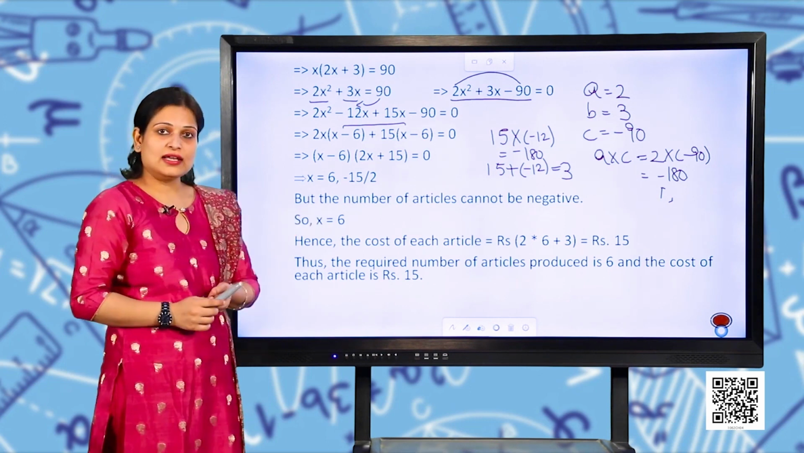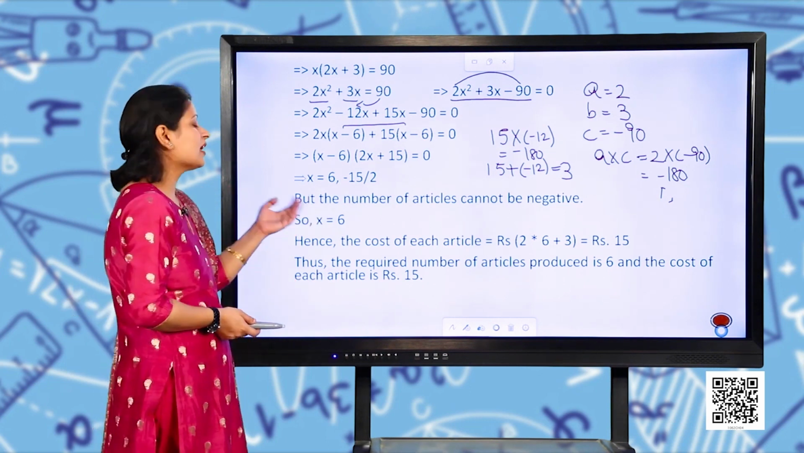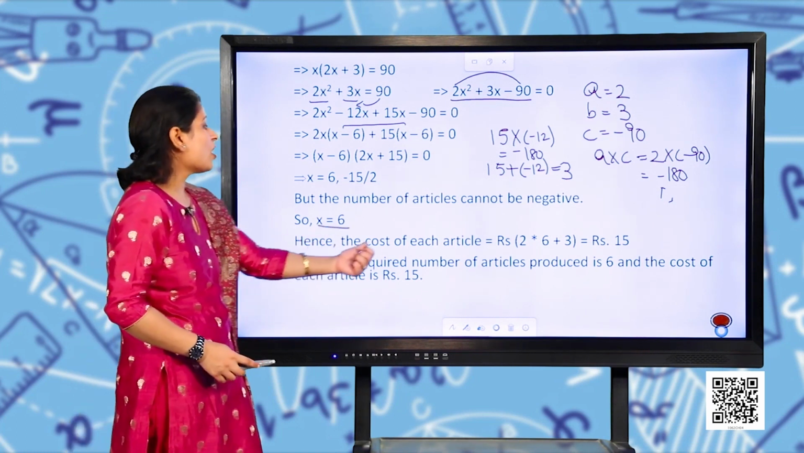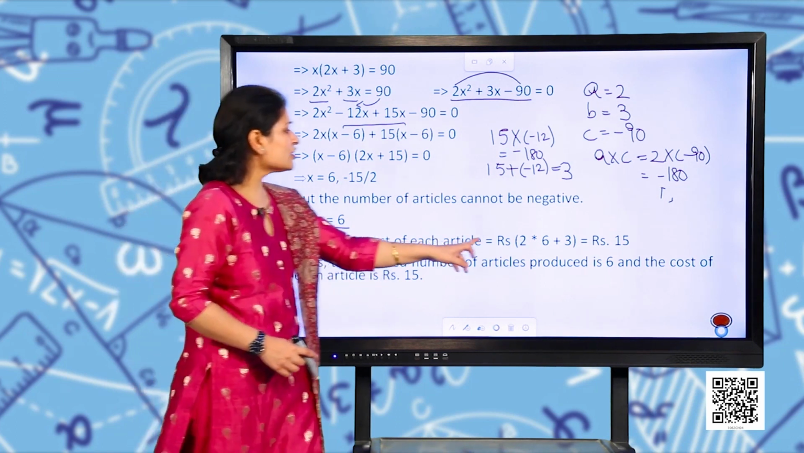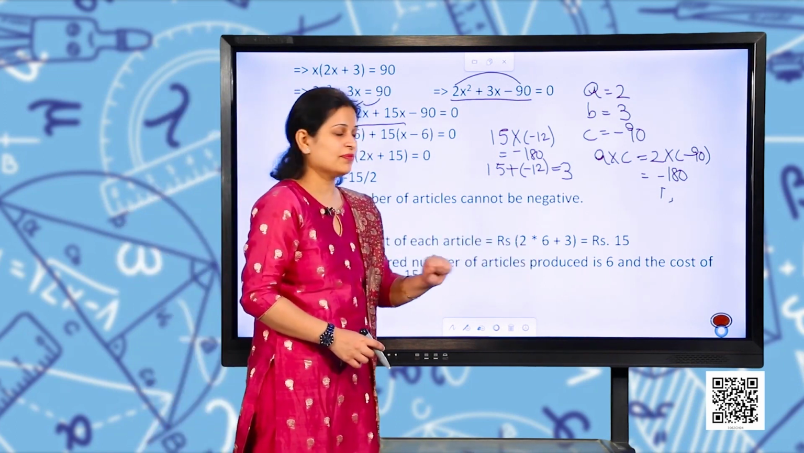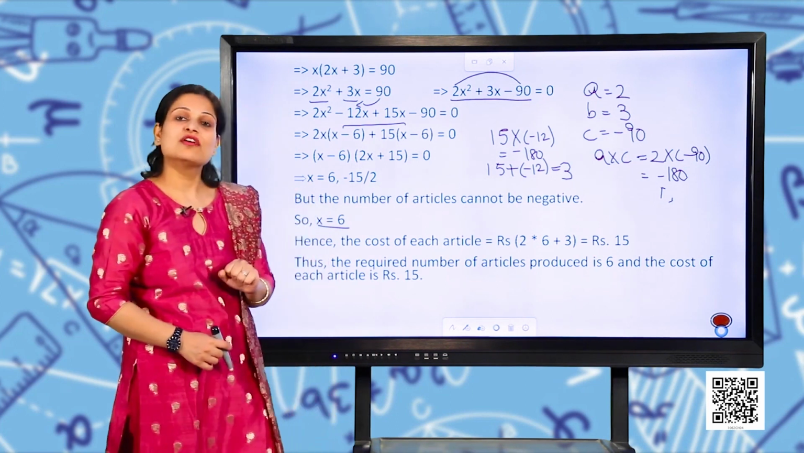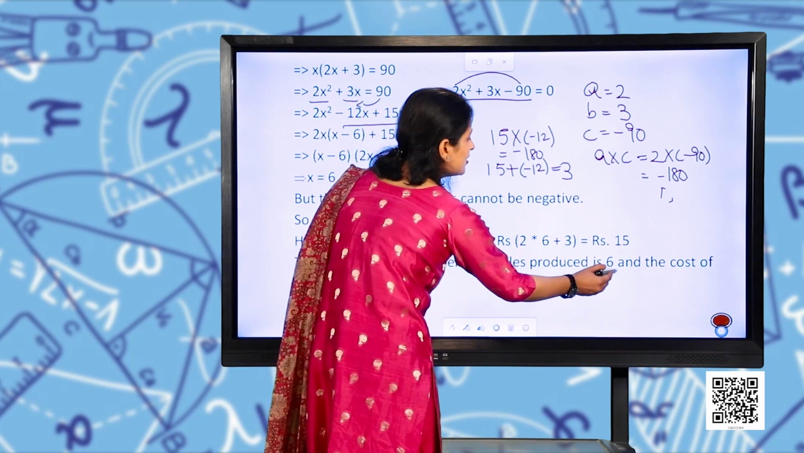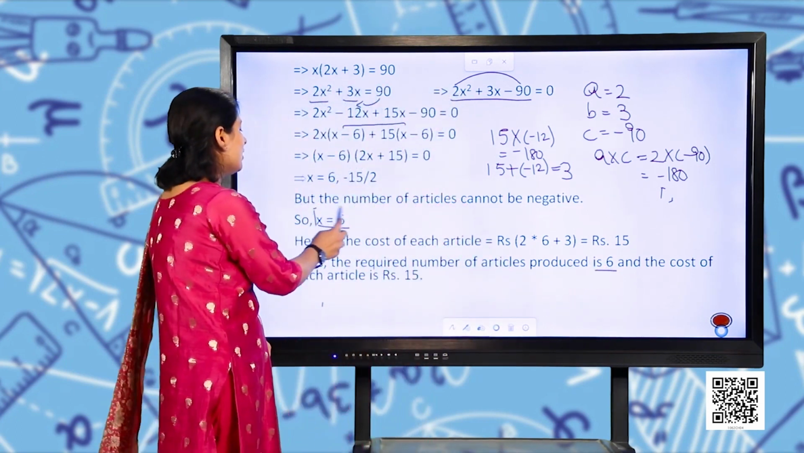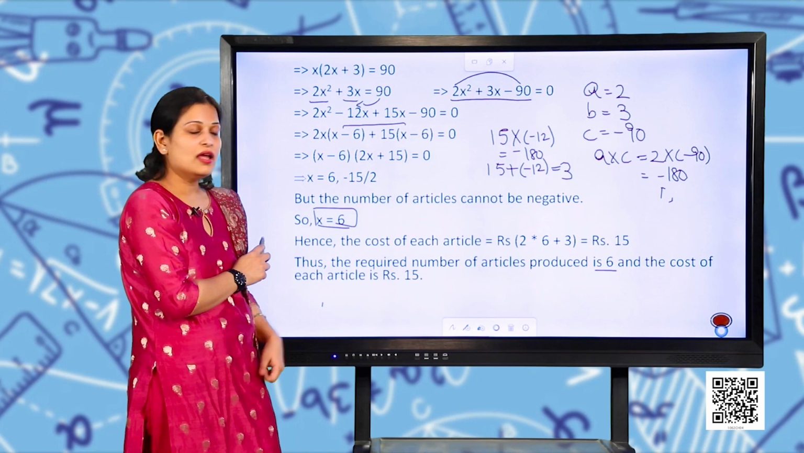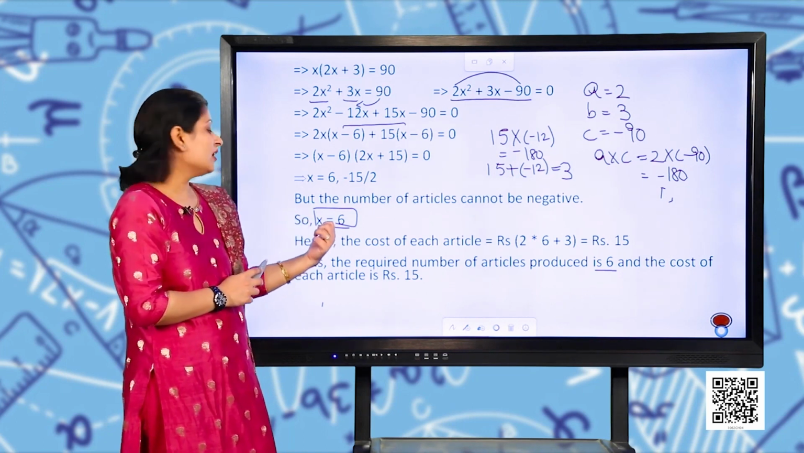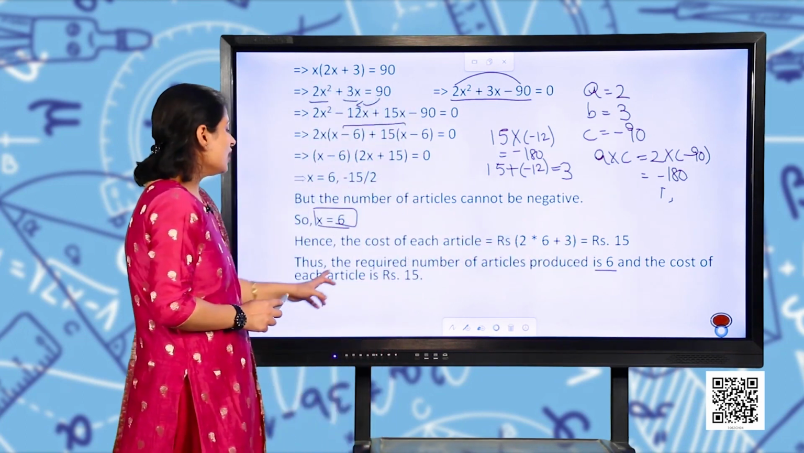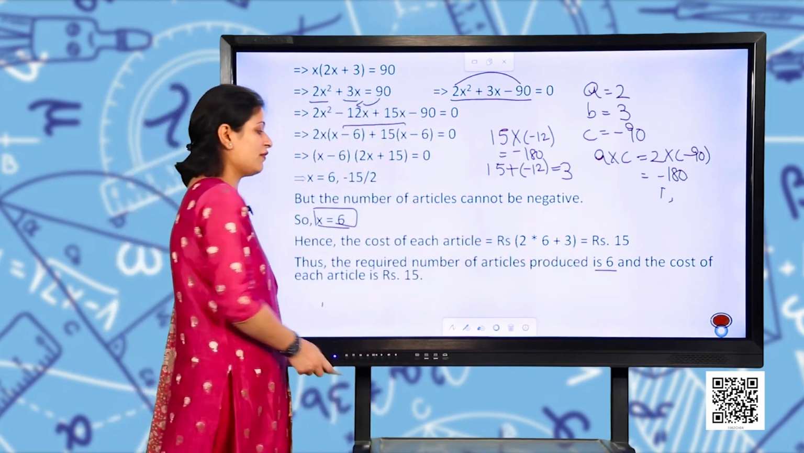Now, the number of articles cannot be negative. So, we will consider the positive one. So, x is 6. Hence, the cost of each article is 2 into 6 plus 3. When you solve, you will get rupees 15, and thus the required number of articles produced is 6, as the value of the variable x is 6 and we have considered the number of articles produced in a day as x. So, the answer is 6 and the cost of each article is rupees 15.